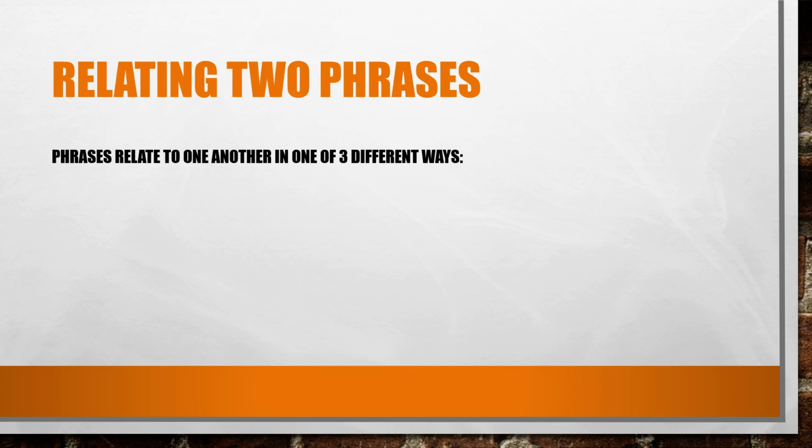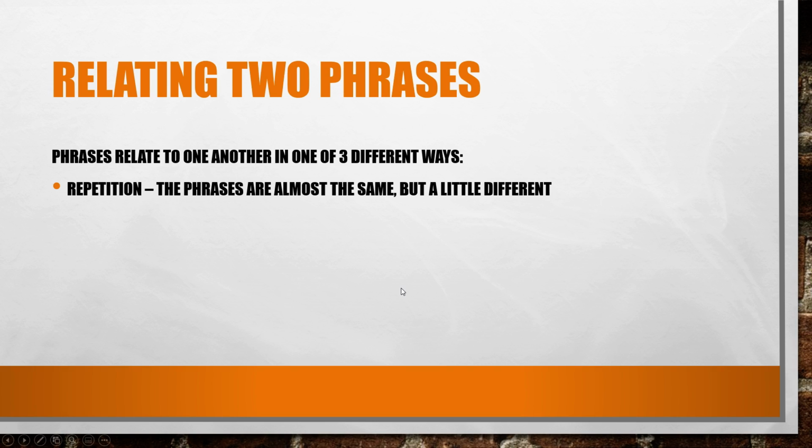Now, two phrases, when they come one after the other, obviously relate to one another, especially since they exist within the same period. There are three different ways that we can relate our phrases together. The first is through repetition. Phrases end up being almost exactly identical, but a little bit different. It's almost like saying the same thing twice, but putting a little different ending on it. It creates a sense of unity and completeness.